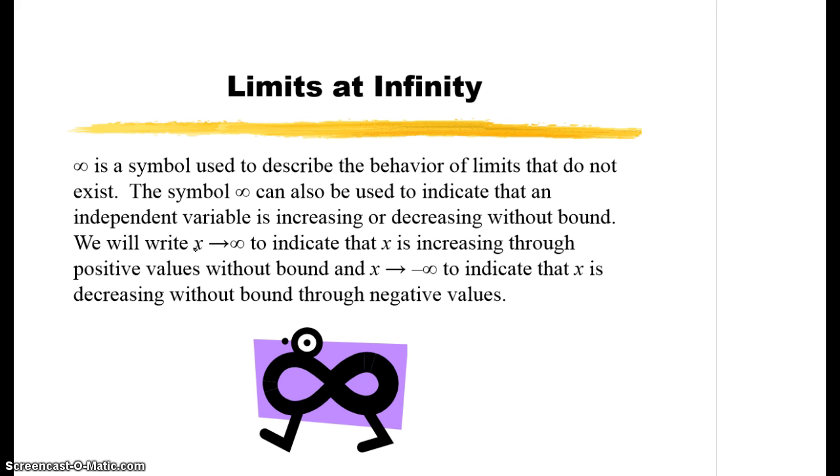We'll often write x approaches infinity to indicate that x is increasing through positive values without bound. It's just getting bigger and bigger. And x approaches negative infinity to indicate that x is decreasing without bound. So it's getting more and more negative. That's how you should think about it. It's getting smaller and smaller, which means it's getting more and more negative through the negative values.